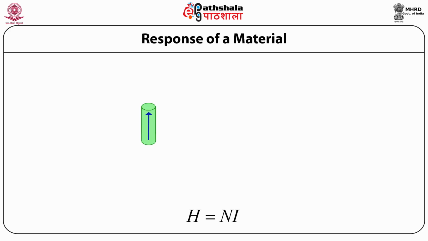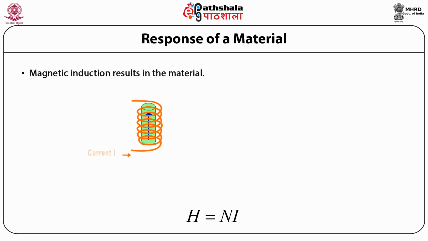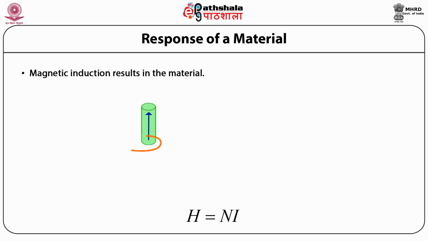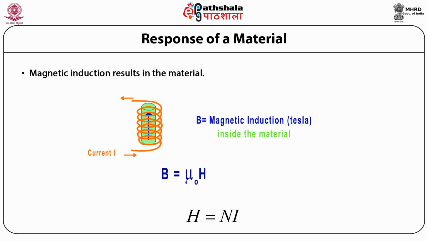Response of a material. When a magnetic field is applied, a magnetic induction B is introduced inside the material, and the unit of B is Tesla. B is related to H by the equation B is equal to mu naught H.